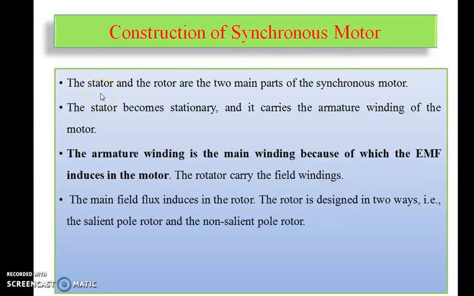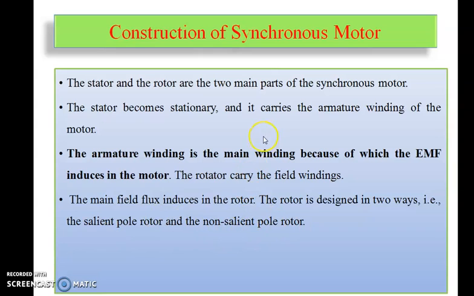The construction of this synchronous motor is similar to that of the three-phase induction motor. The stator and the rotor are the two main parts of the synchronous motor. The stator is stationary and it carries the armature winding of the motor. The armature winding is the main winding because of which the EMF is induced in the motor. The rotor carries the field winding. The main field flux is induced in the rotor. The rotor is designed in two ways, that is the salient pole rotor or the non-salient pole rotor.